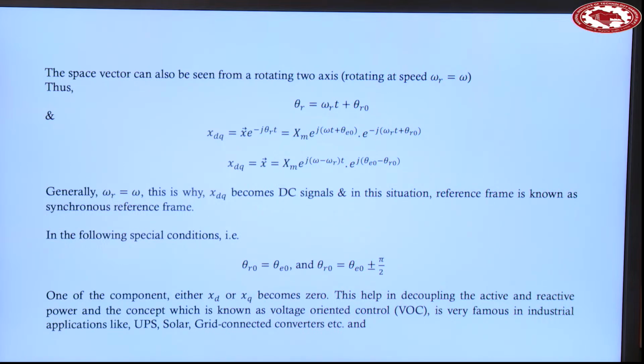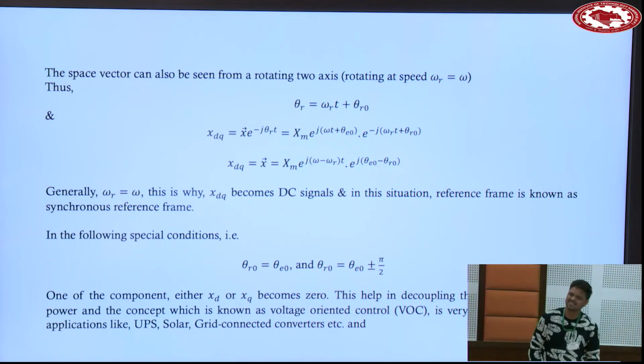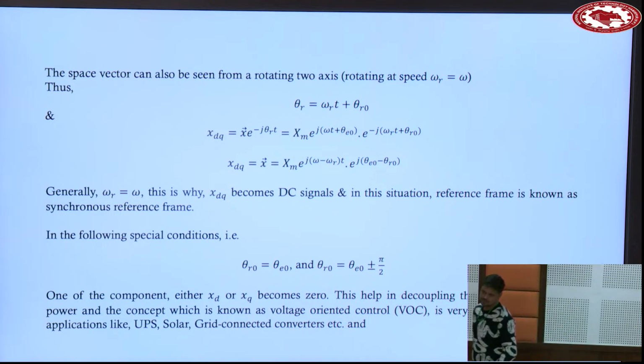Suppose omega r is equal to omega, that is true because you are in the synchronous reference frame. Now you are choosing theta r naught to be equal to theta e naught. If it is so, then what is the condition? Xd is equal to xm, and xq is going to be 0. Real part only, right? Here xd is the real part and xq is the imaginary part. So xd is going to be xm, xq is going to be 0. Similarly, apply for the second one.